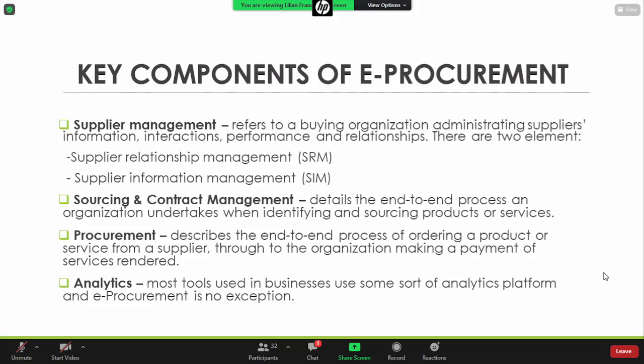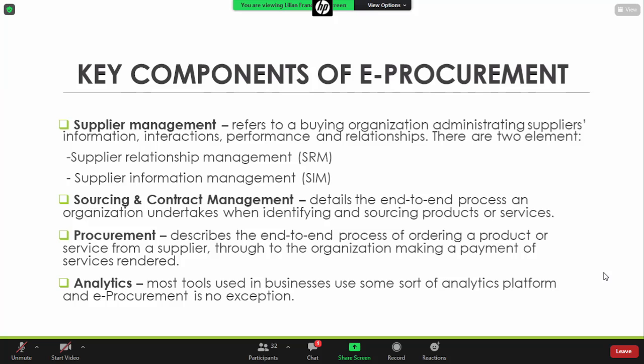And next, for the third component, it is the procurement. Describes the end-to-end process of ordering a product or service from a supplier through the organization making a payment for service rendered. Ibig sabihin ng procurement is made up of product ordering, supplier requisitions, and invoice processing na-improve niya yung efficiency, savings, spend management, and transparency across the entire purchasing life cycle.